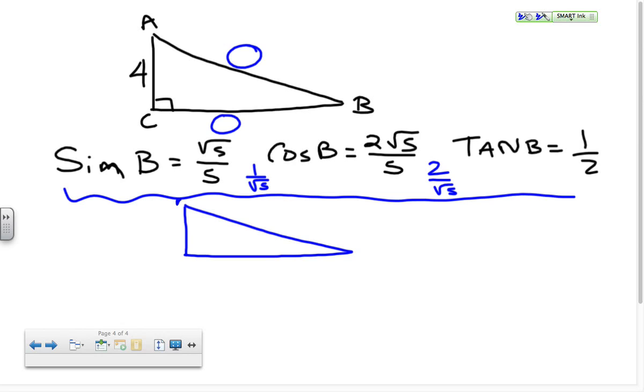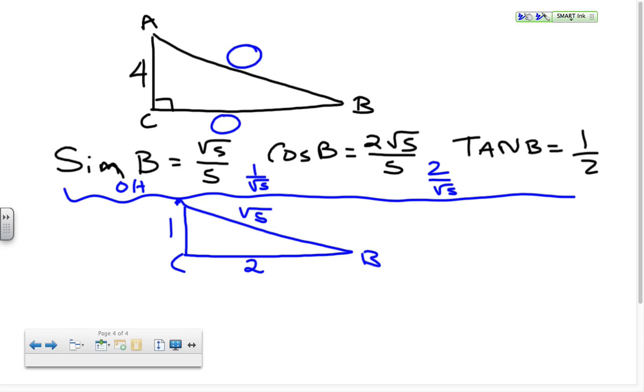So I'm going to keep my angles in the same place. If my sine of B is 1 over the square root of 5, remember sine is opposite over hypotenuse. So the opposite of B is 1. The hypotenuse is the square root of 5. Now the cosine of B should have the same number in the denominator. But the cosine is the adjacent, so 2 over the square root of 5. And now tangent is opposite over adjacent, 1 over 2.